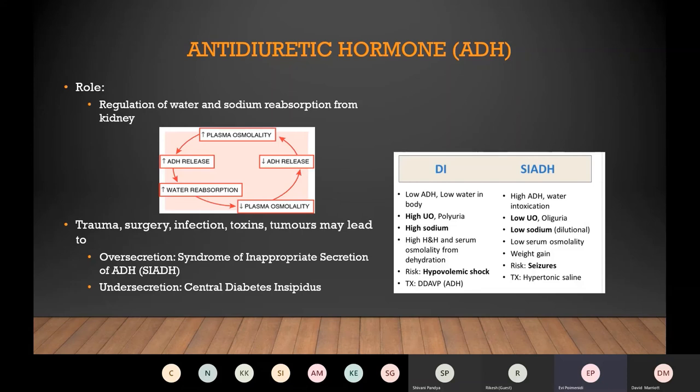In the syndrome of inappropriate secretion of ADH, on the other hand, we have water intoxication. The patients are oliguric, they have low sodium, which is dilutional, low serum osmolality, weight gain, and there is an increased risk of seizures. The therapy in this situation is hypertonic saline.